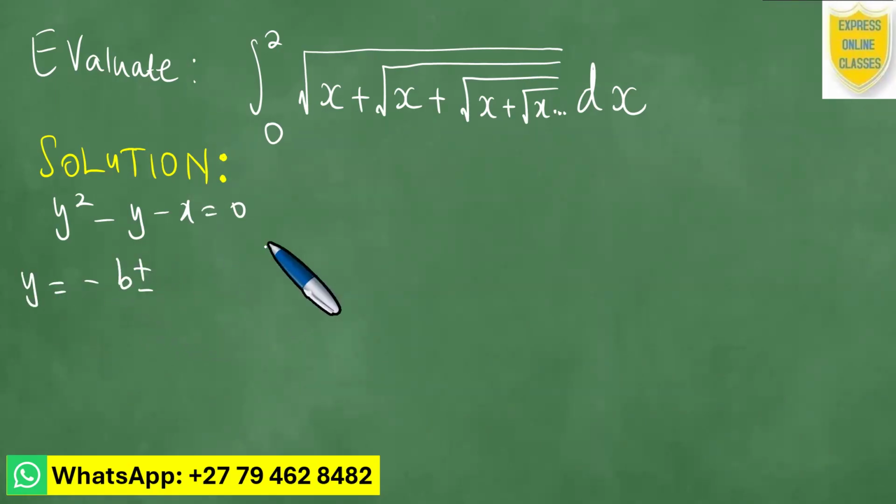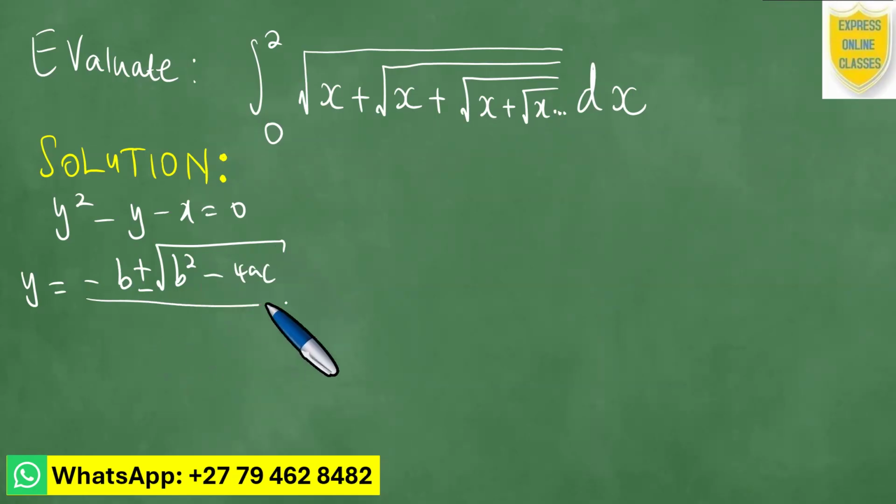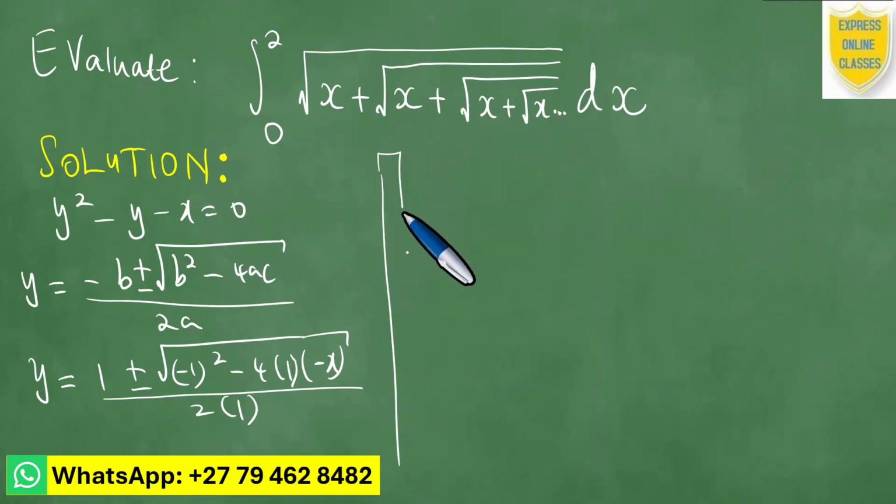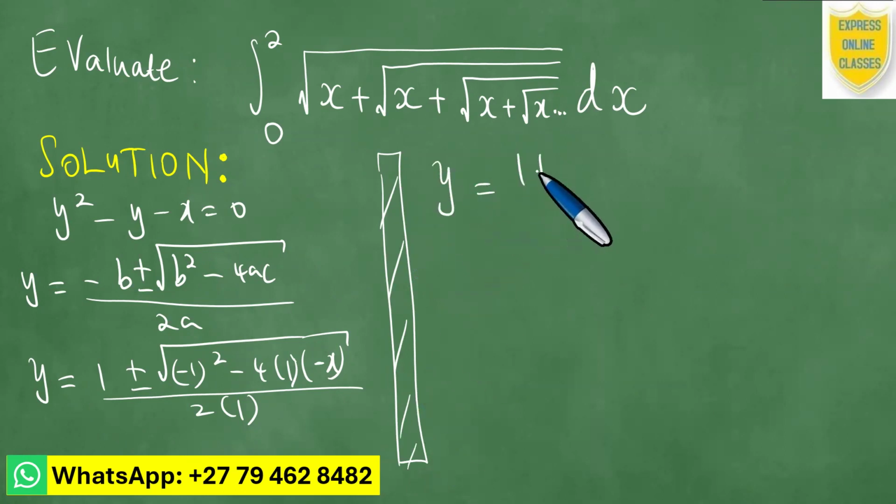We know the quadratic formula, y equals minus b plus or minus the square root of b squared minus 4ac, all divided by 2a, which is 1 plus or minus the square root of 1 plus 4x, all divided by 2.